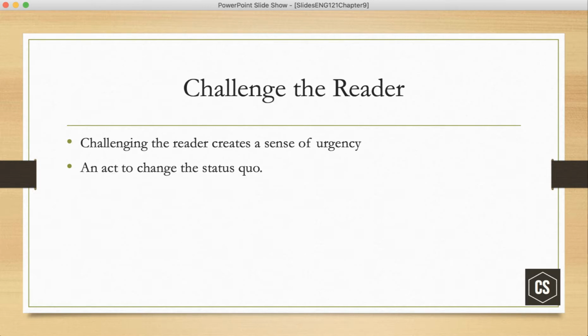Another technique is to challenge the reader. It creates a sense of urgency. Challenge the reader to act to change the status quo. Parker does this a little bit in her final conclusion. She doesn't want our pity, she says, but she wants you to be angry on her behalf because that's how change will happen. And so she's challenging the reader to step outside and not just read about poverty, but to do something about it.